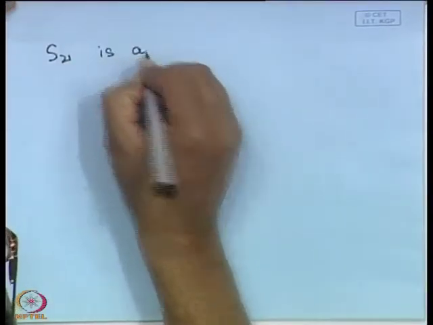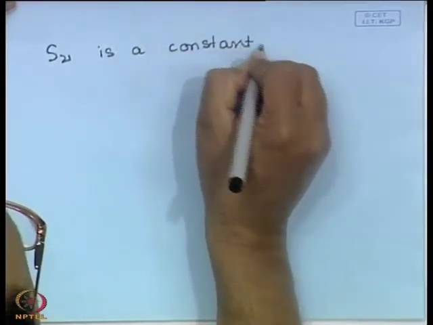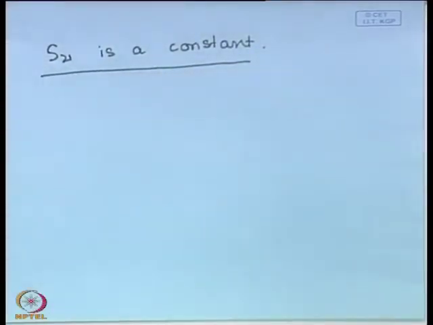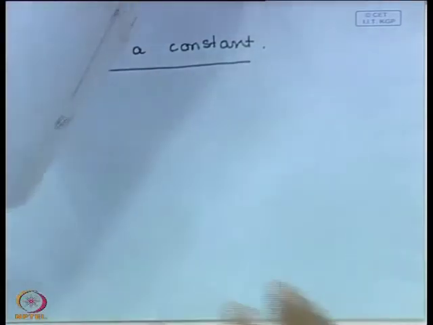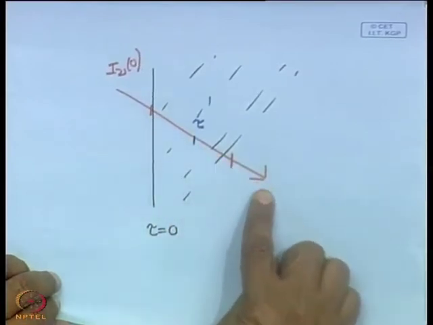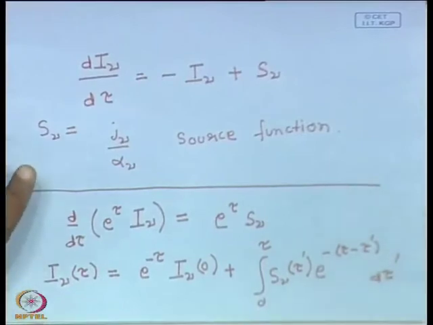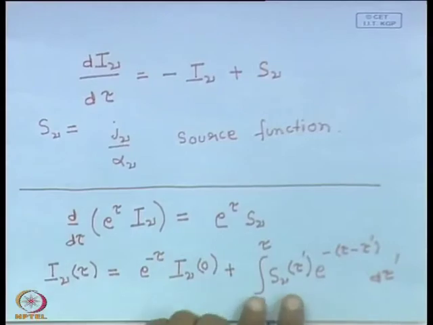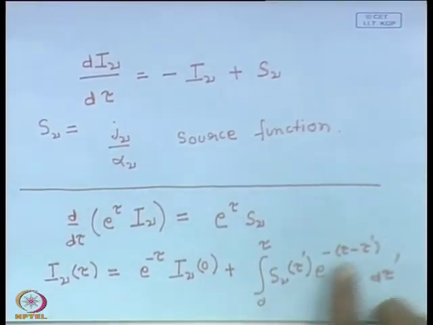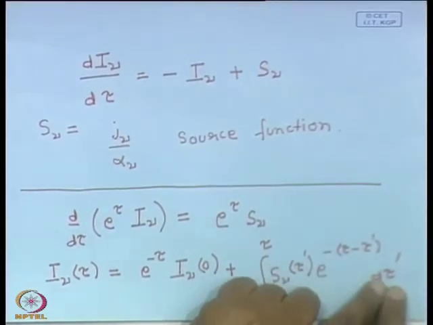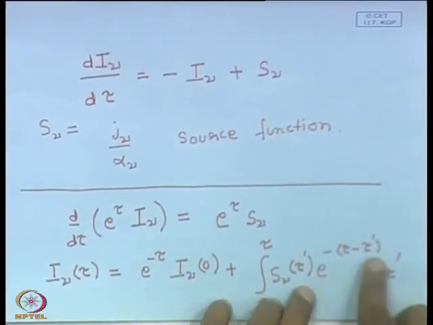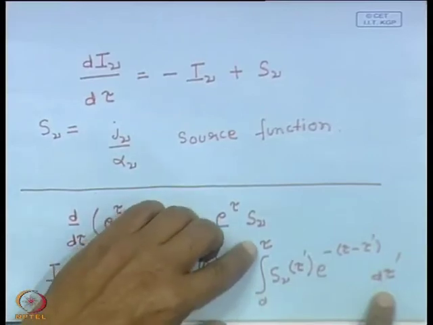consider a situation where S nu is a constant. It does not change with position, it is a homogeneous medium. The source function is a constant. So, we are going to assume that S nu, the source function, is the same throughout this entire region. If the source function is the same through this entire thing, we could then do this integral, this term will come outside, and e to the power minus tau will also come outside. So, we have an integral of e to the power tau prime d tau prime, because of this minus and minus sign here, and the limits of the integral are tau to 0.